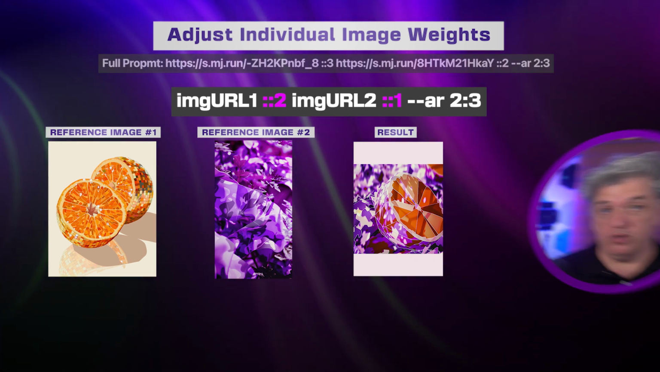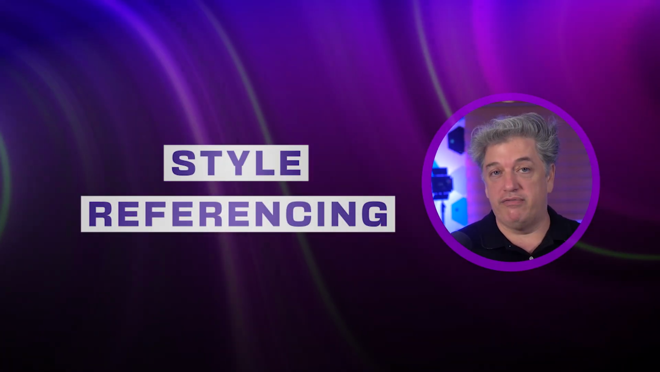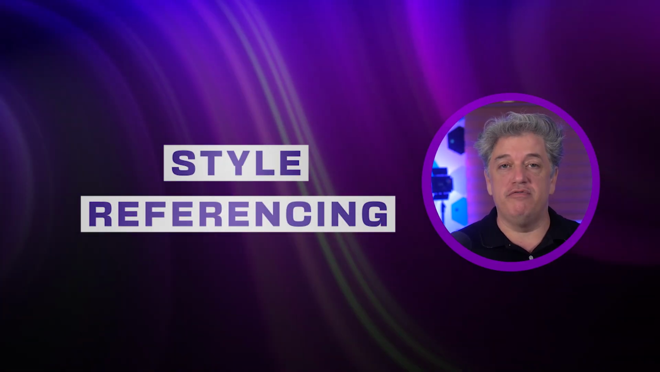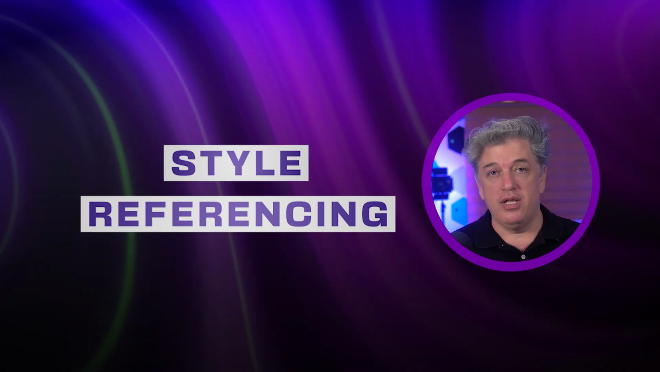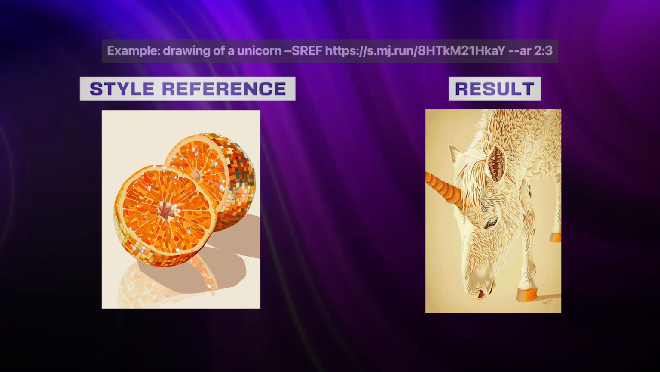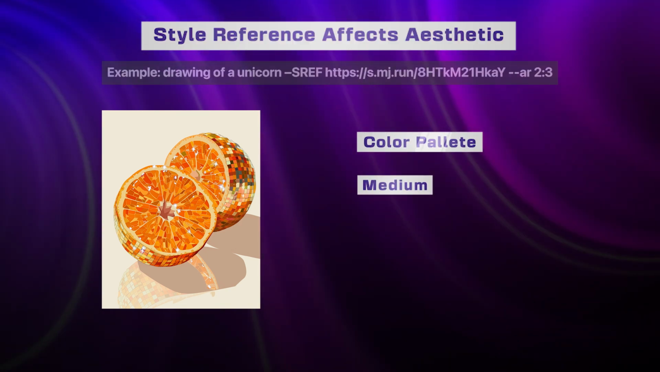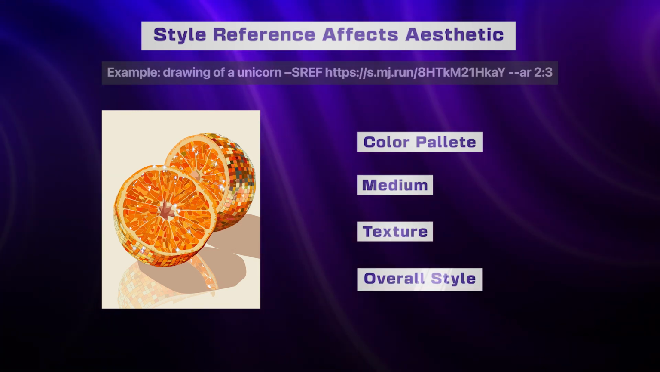The 3rd way to use images in Midjourney is as style references, where Midjourney will try to match the visual aesthetics of your image. This is different from image prompts and blending. With style reference, Midjourney ignores the subject or content of the reference image and will instead incorporate aesthetic elements like color palette, medium, texture, and overall style.